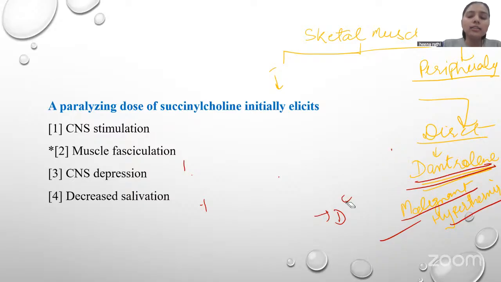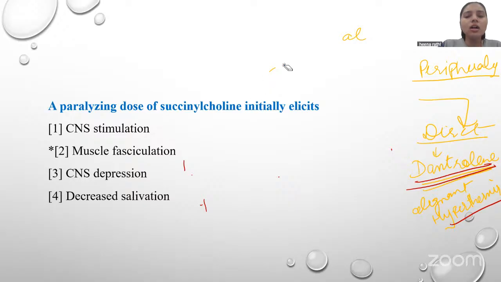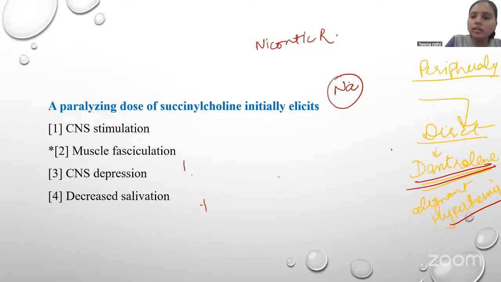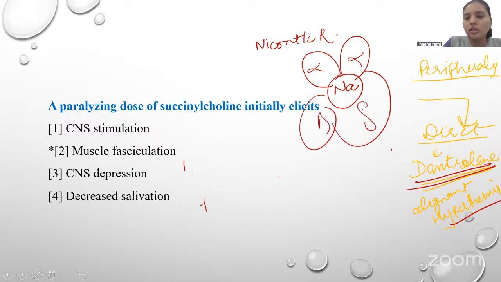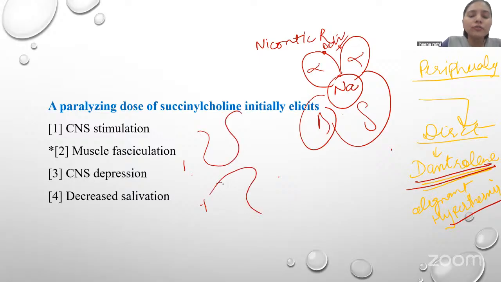Peripherally acting skeletal muscle relaxants work on a receptor called the nicotinic receptor. This nicotinic receptor contains a sodium channel in the center. It has two alpha units, one beta unit, and one delta unit. The alpha unit contains the acetylcholine binding site.